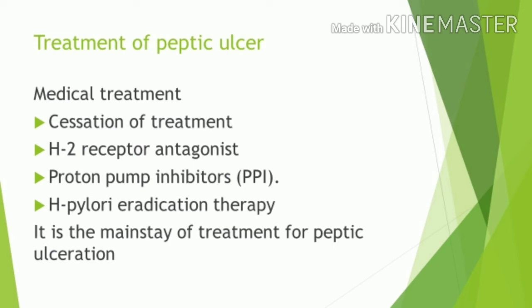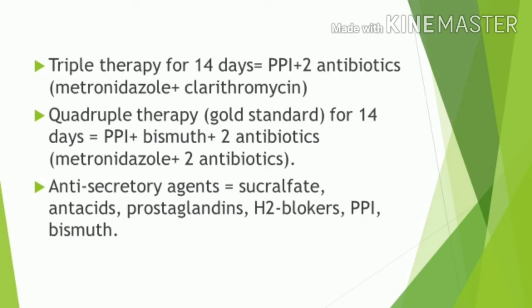Treatment of gastric ulcer. Cessation of tobacco. H2 receptor antagonist. Proton pump inhibitors. H. pylori eradication therapy. It is the mainstay of treatment for peptic ulcer. Triple therapy for 14 days: PPI plus 2 antibiotics, metronidazole and clarithromycin.